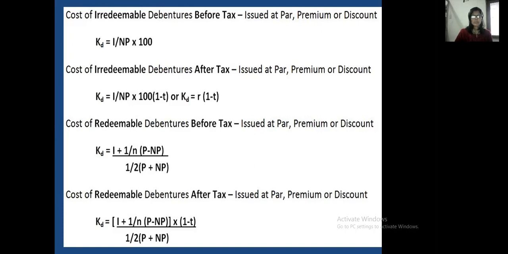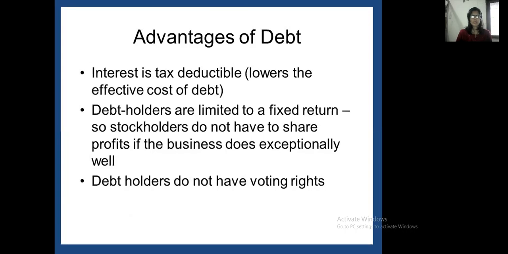Here, in this way, we are going to calculate the cost of irredeemable debenture and redeemable debenture. NP, I already discussed what is NP. Now, what are the advantages of that? The advantage is that interest is tax deductible. So we have a tax deduction in this. The interest which we give, we can get a deduction out of it, lowering the effective cost of debt. It lowers down the cost of your debt.